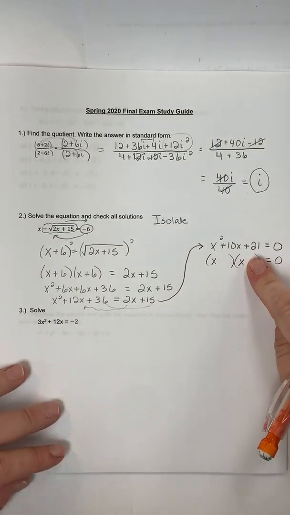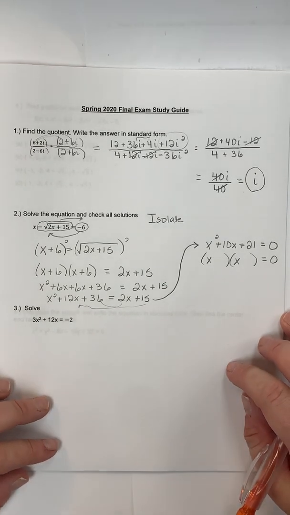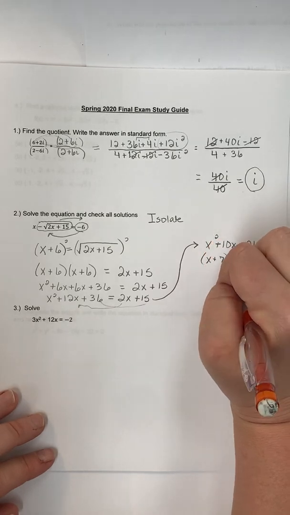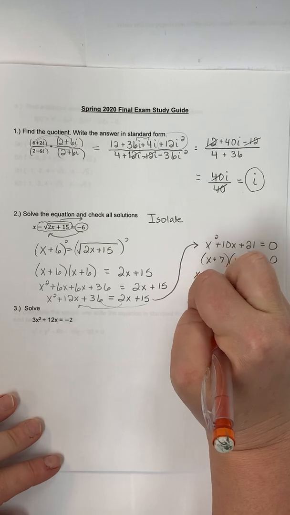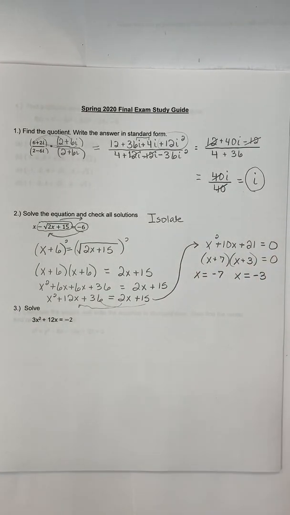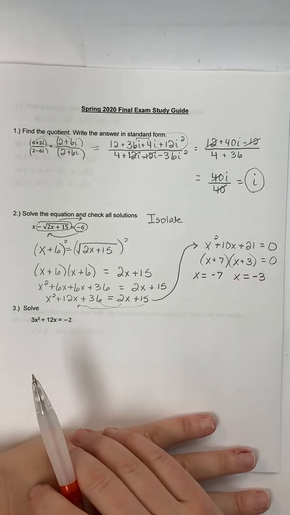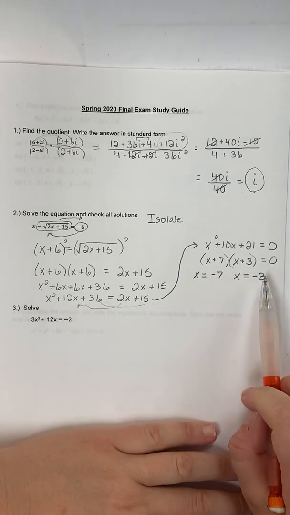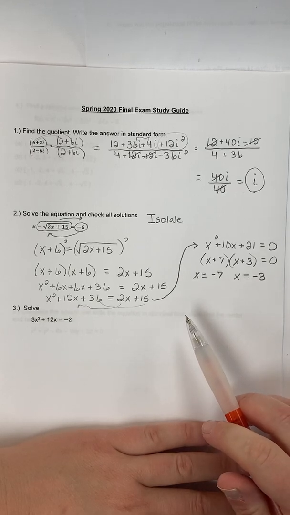Okay, so I need factors of 21 that are going to add together to give me 10. Well, that would be a positive 7 and a positive 3. That would do it. Okay, solve both of these, and these are my 2 answers. Now here's where it gets interesting, because you will have an answer choice with both of these on there. You will have an answer choice with just this one. You will have an answer choice with just this one. And you're also going to have one that is no solution.